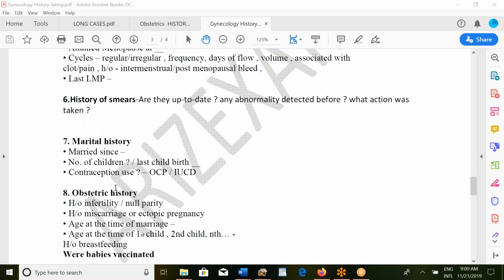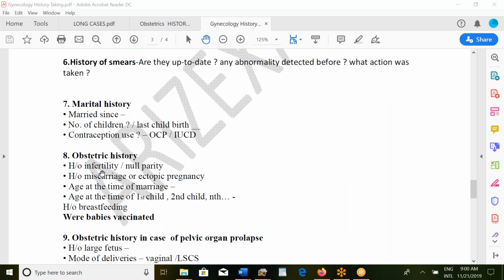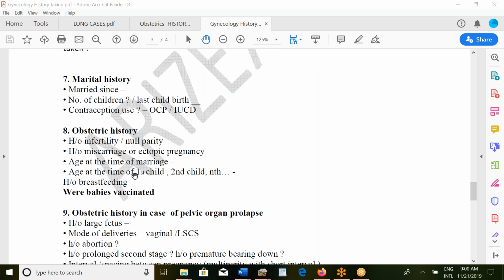Then if she is married, for how long in the same relation, any problems, any children, any form of contraception use, OB history or history of infertility, nulliparity, and the history of miscarriage, ectopic, age at the time of first, second, third conception, age of onset of sexual activity, and then did she breastfeed the babies, and were the babies vaccinated, and how they are doing now.